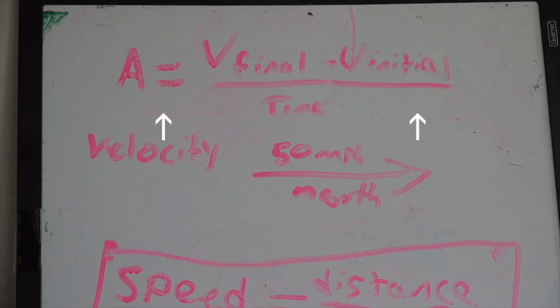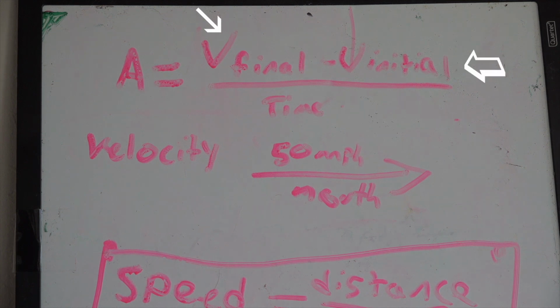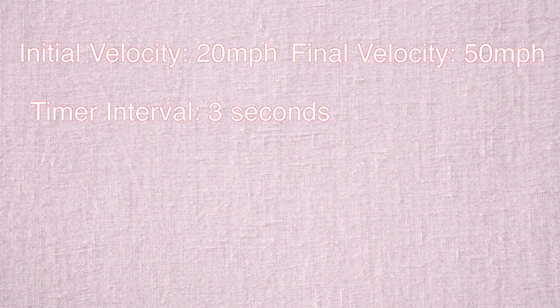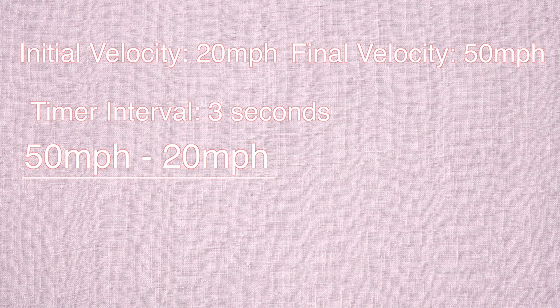Now finally, acceleration. Acceleration is a change in velocity. So what that means is that you take your final velocity, subtract your initial velocity, and then divide by how much time it took to do that. So if you went from 20 miles per hour to 50 miles per hour in 3 seconds, you say 50 miles per hour minus 20 miles per hour divided by 3 seconds gives you an average rate of 10 miles per hour per second.